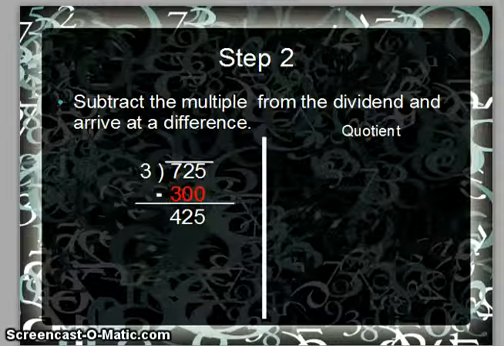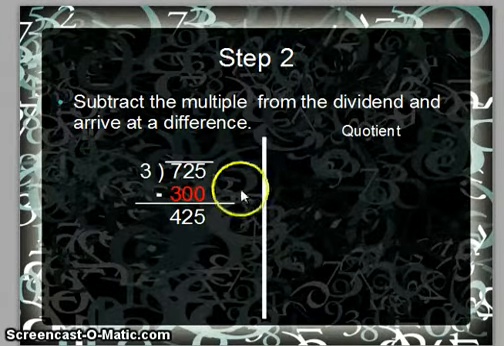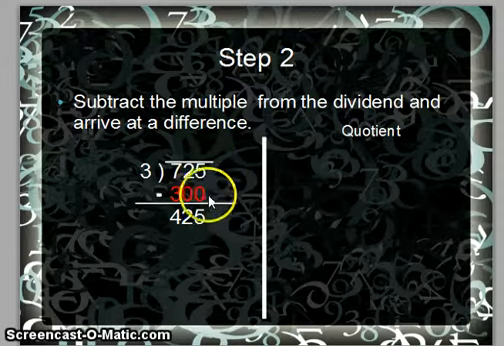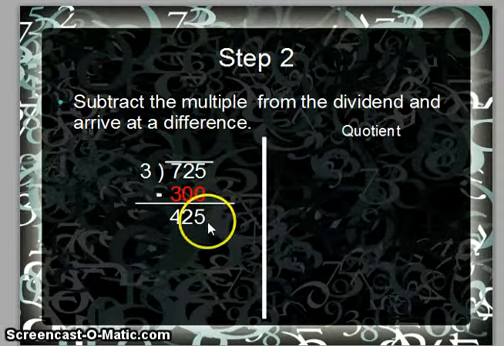Step 2, you want to subtract the multiple that you arrived at from the dividend to arrive at the difference. Remember, the difference is the answer in a subtraction problem. So 725 minus 300 gives you the difference of 425.